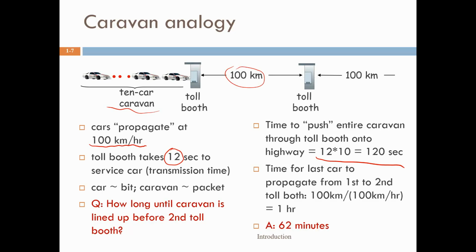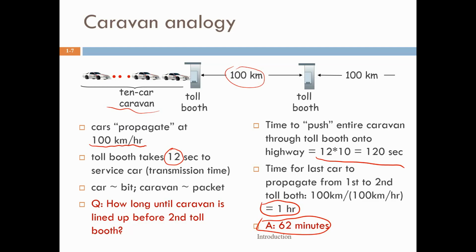Once the car exits the toll booth, it travels over the road at a speed of 100 kilometers per hour, and the distance is 100 kilometers. So the propagation delay is 1 hour in this case. You have 1 hour, or 60 minutes, plus 2 minutes, or 120 seconds. You have a total delay of 62 minutes for the entire caravan.